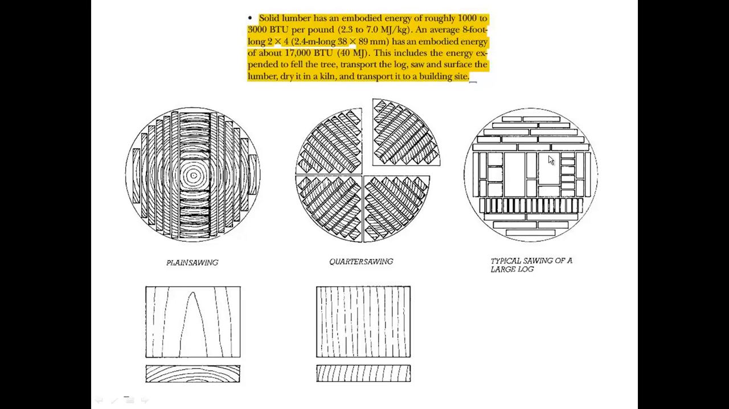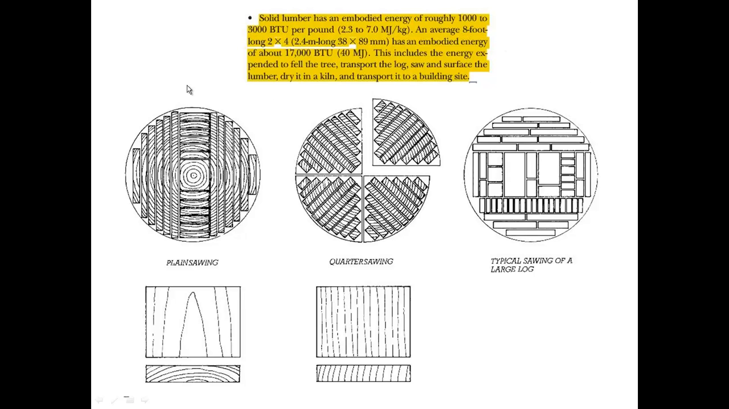And then there's the typical sawing of a log for possibly structural use, where you can get your 2x4s and your 4x8s, and you're looking to get the most product out of the log itself with the least amount of waste. So these are just different ways that the sawmills might look at it.